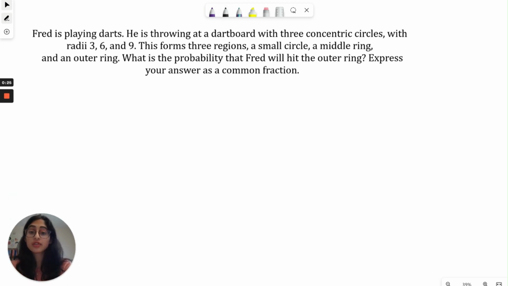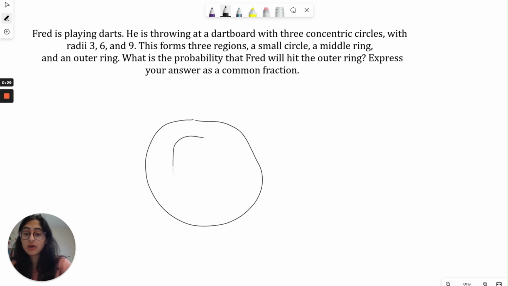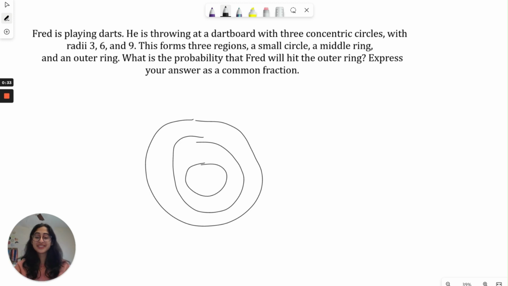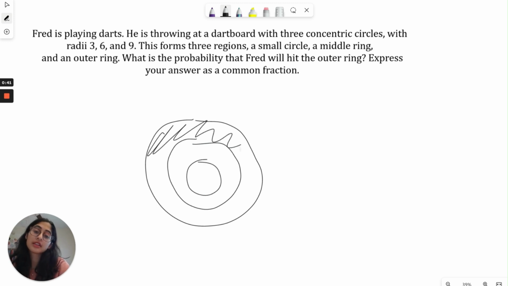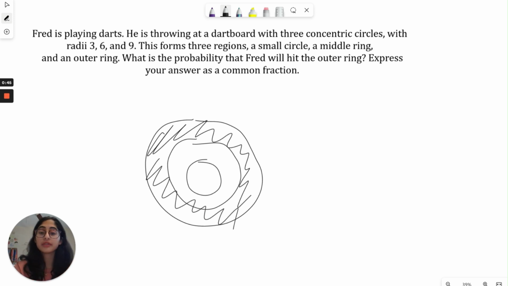So again, let's just draw this out. We have our dartboard. It has a big outer ring, a middle ring, and a center circle. Look at my beautifully drawn dartboard. But in any case, what we're looking for is the probability that the dart will land in this outer ring right here, okay? So how do we find that?